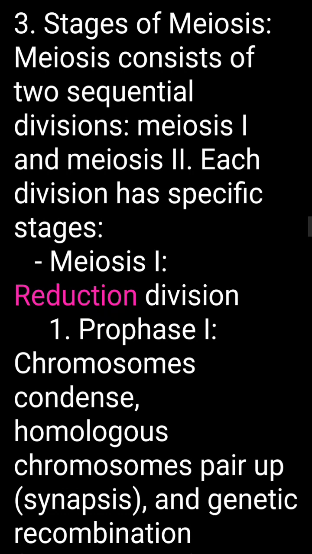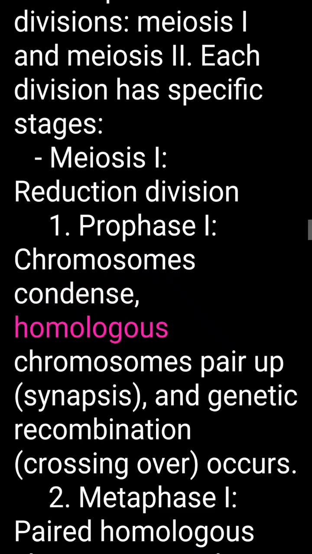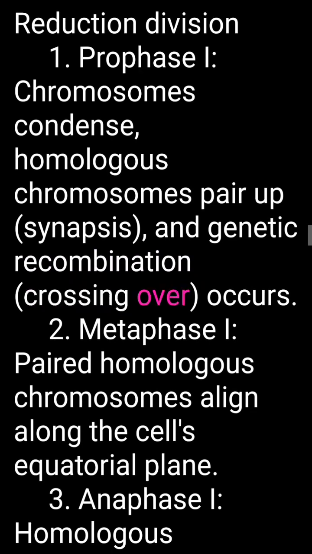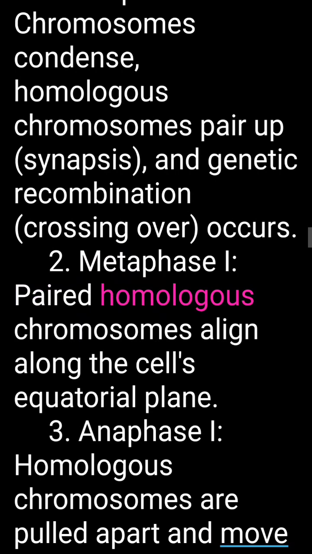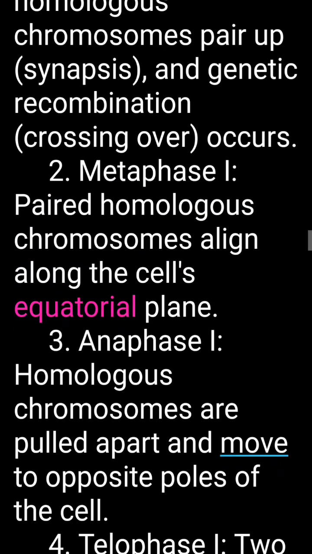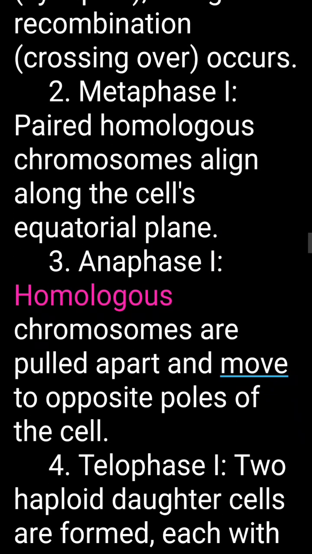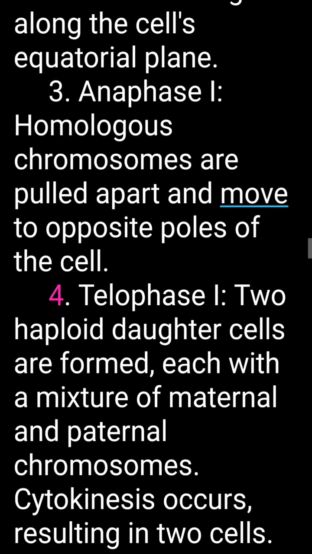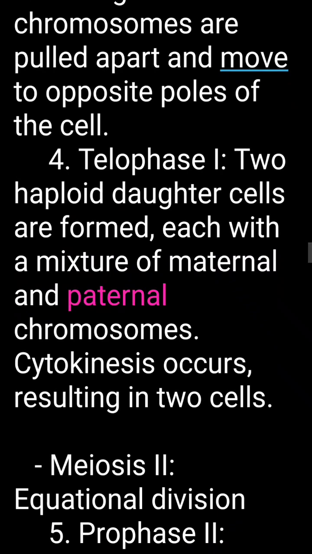Meiosis I, reduction division. 1. Prophase I, chromosomes condense, homologous chromosomes pair up, synapsis, and genetic recombination, crossing over, occurs. 2. Metaphase I, paired homologous chromosomes align along the cell's equatorial plane. 3. Anaphase I, homologous chromosomes are pulled apart and moved to opposite poles of the cell. 4. Telophase I, two haploid daughter cells are formed, each with a mixture of maternal and paternal chromosomes.